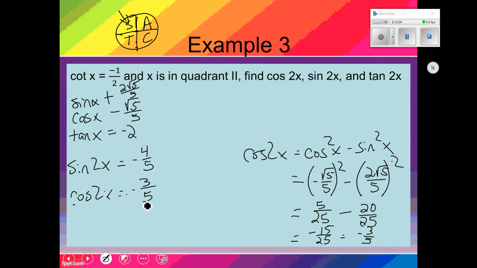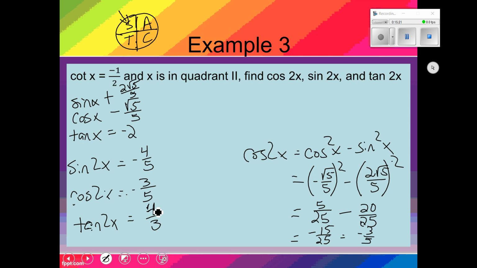And then, if you know your sine and your cosine, you can just divide them. The 5's will cancel, and a negative over negative is a positive, and you get 4/3. So there are your answers.